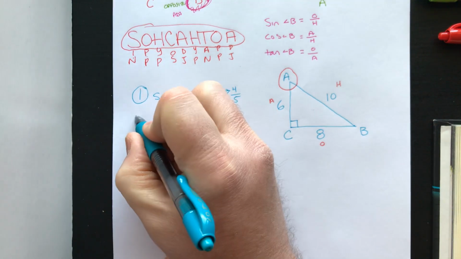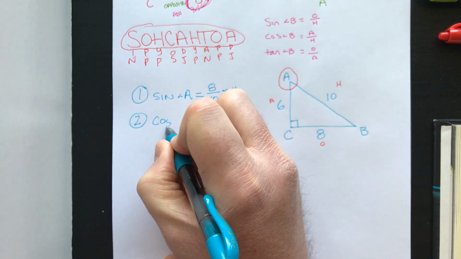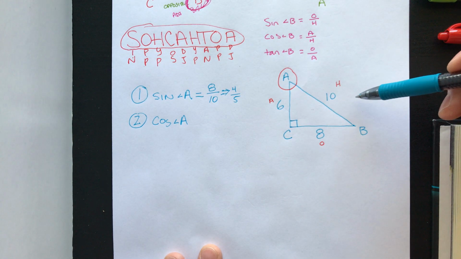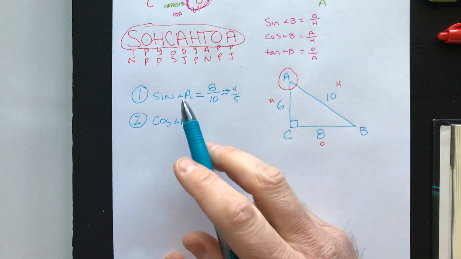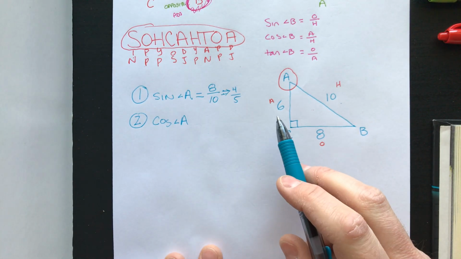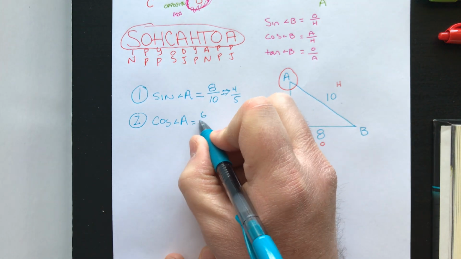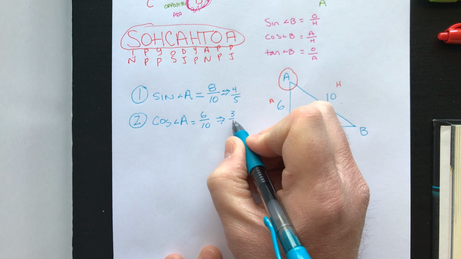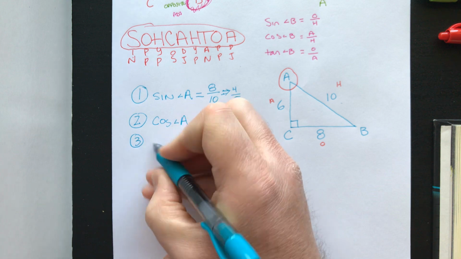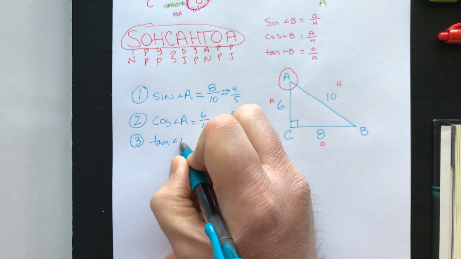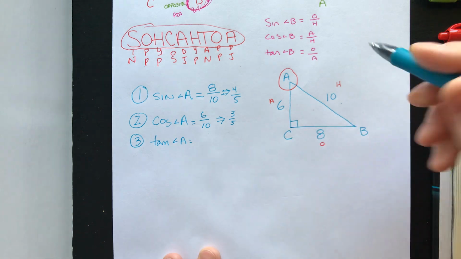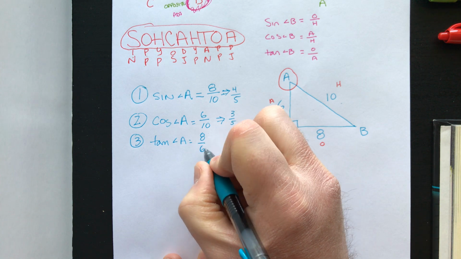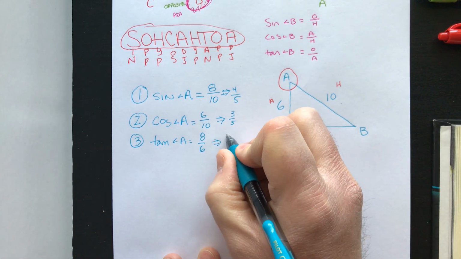All right? Number 2 says, what is the cosine of angle A? Once again, we're standing on angle A, so our names don't change. The cosine is adjacent over hypotenuse, so 6 over 10. All right? So 6 over 10 can also be written as 3/5. And then number 3, we have the tangent of angle A. This equals opposite over adjacent, so 8 over 6. All right? Which can be reduced to 4/3.